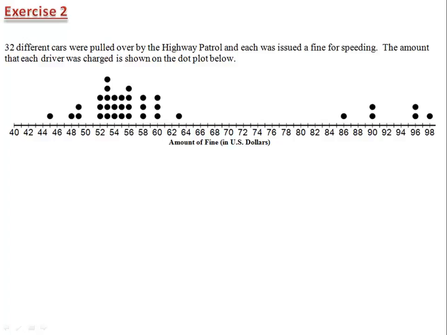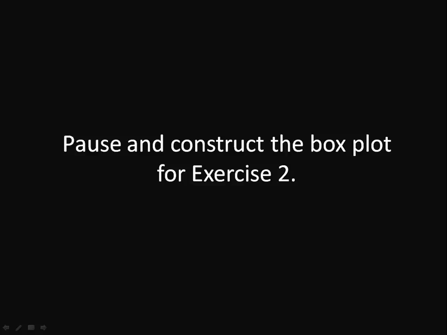In this exercise, we have 32 cars that were pulled over by the highway patrol and issued a fine for speeding. The amount of the fine is shown on the dot plot. Please enter this data into your calculator and perform the one variable statistics analysis. Then, use that information to construct the box plot. Please pause the video and construct the box plot now.